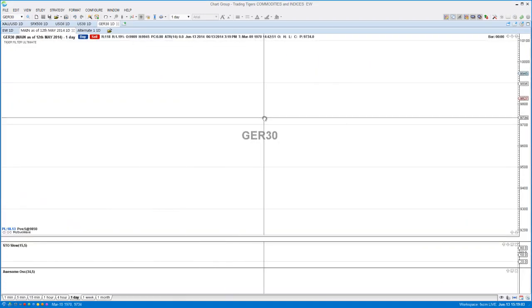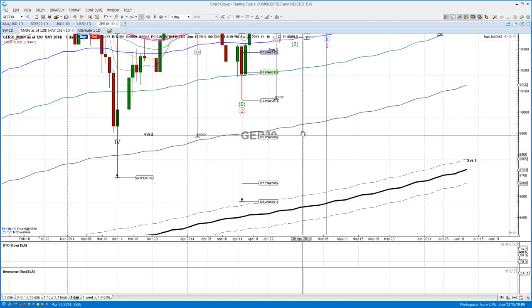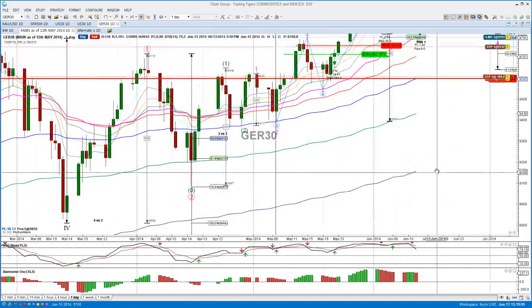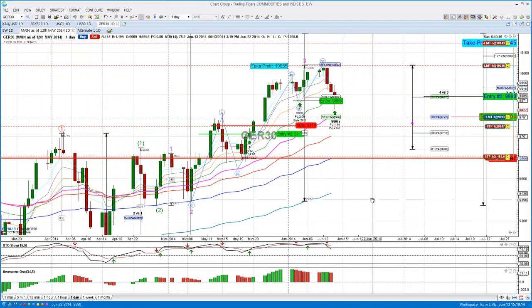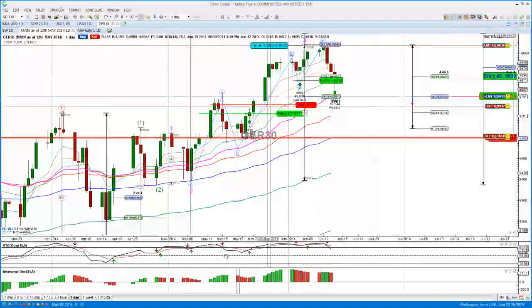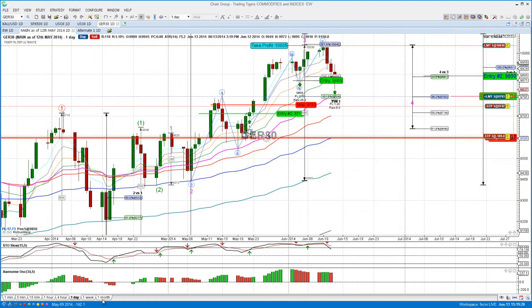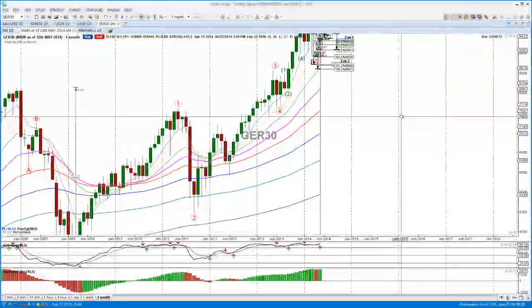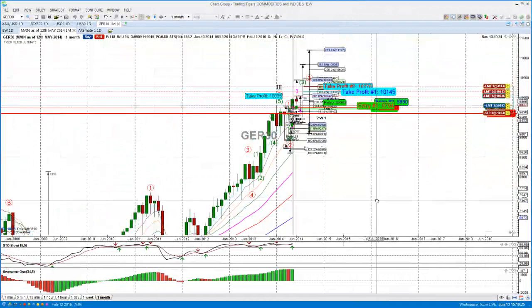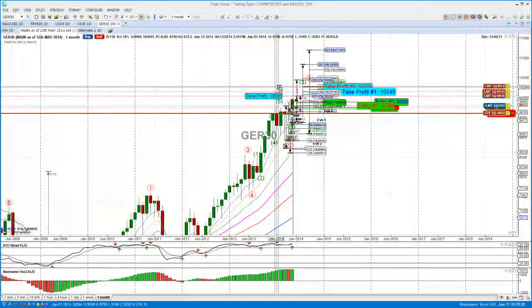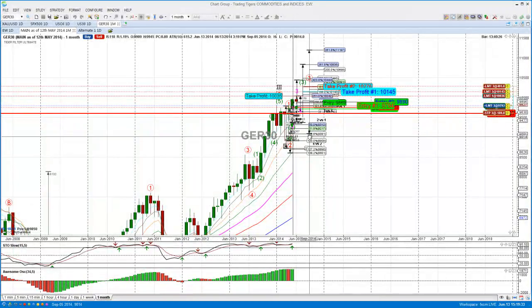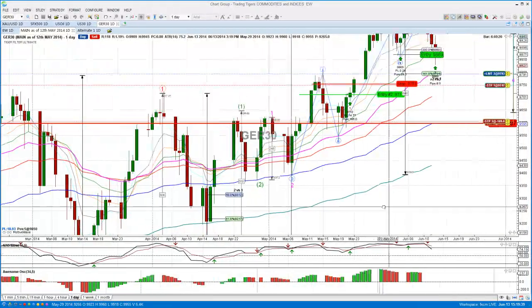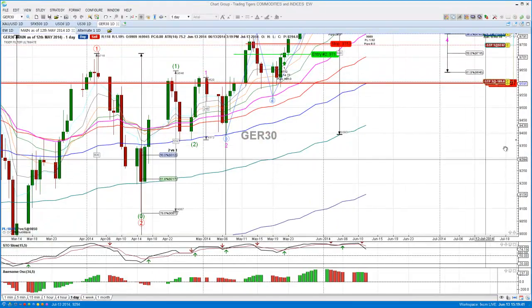Okay, let's go to the charts. German 30, this is following the index of Germany, and where are we in terms of the wave count? Let me take it from the monthly chart, and then you can have a better feel where we are. We're in a wave 5, after waves 1, 2, 3, 4, of the largest wave degree, which is the cycle degree. Let's take that down now to the daily chart.